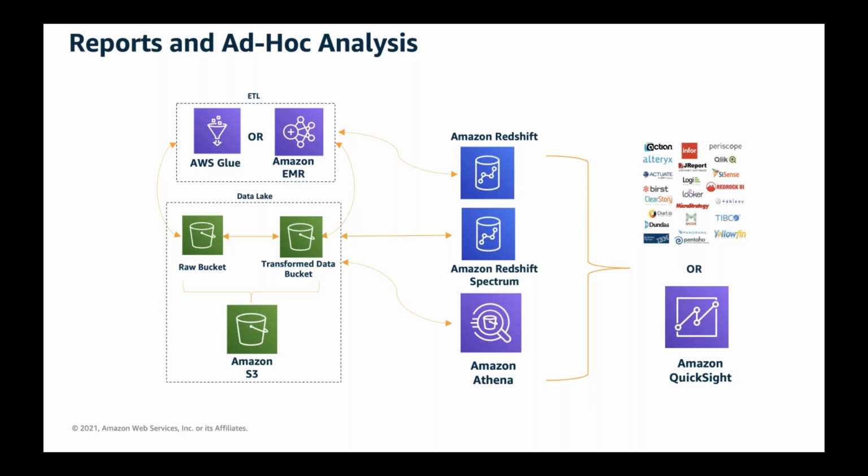Athena is also a good option here, if the analysis is only occasional and it doesn't require a full-time Redshift cluster, right? For more advanced analytics, such as the stochastic analysis that I was talking about earlier, R is very common, but it's restricted to a single compute environment.